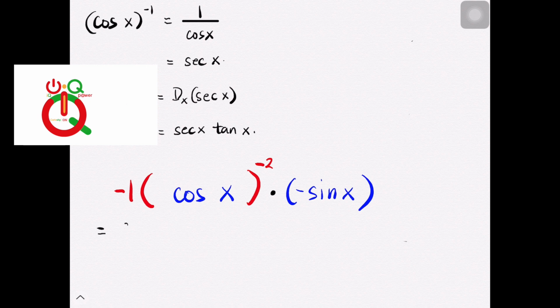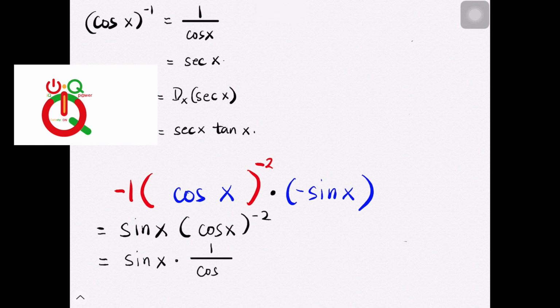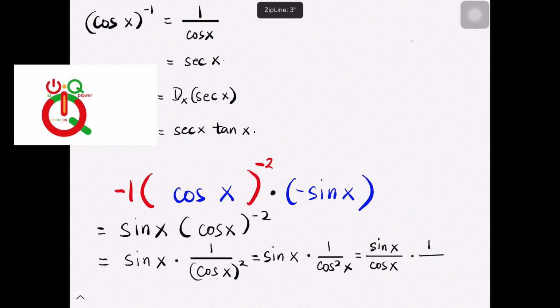Simplifying these expressions, we'll now have positive sine x times cosine x raised to the power of negative 2. And using the concept of negative exponent, cosine x raised to the power of negative 2 will now be part of the denominator. Notice that this is the same thing as sine x over cos x times 1 over cos x, and using trig identities, this would now be tan x times secant x. Clearly, this is the same answer that we got earlier.